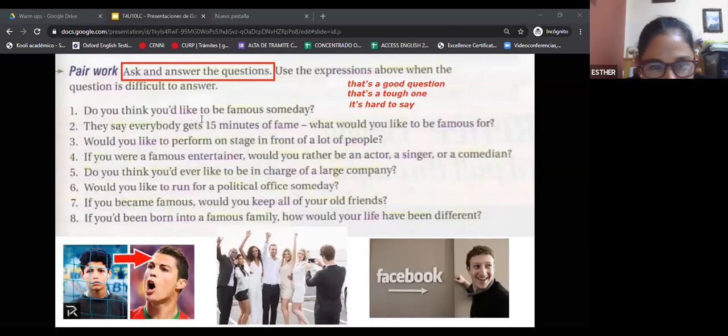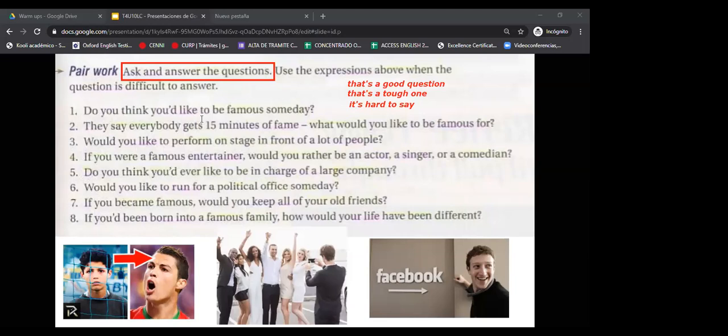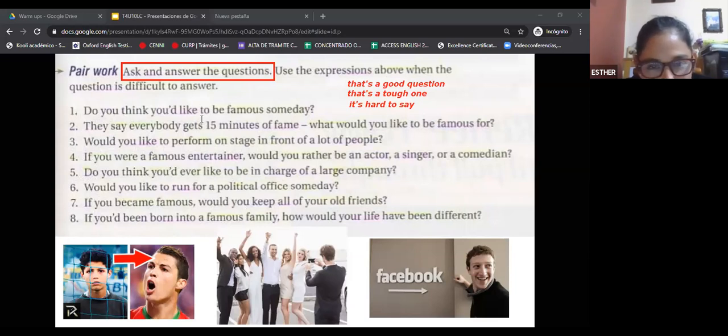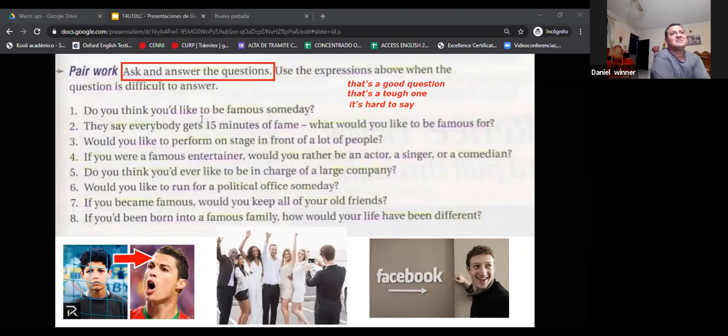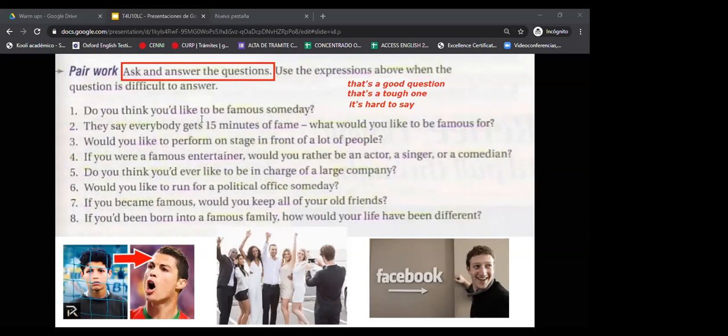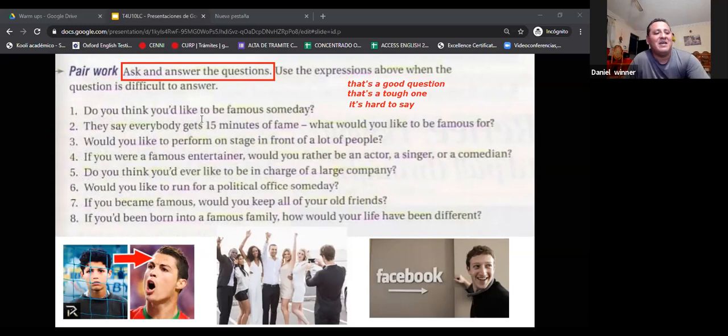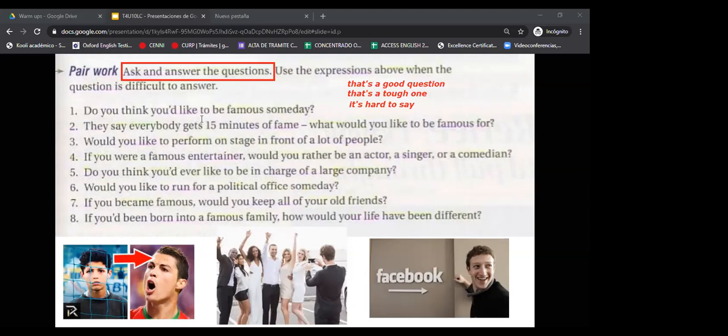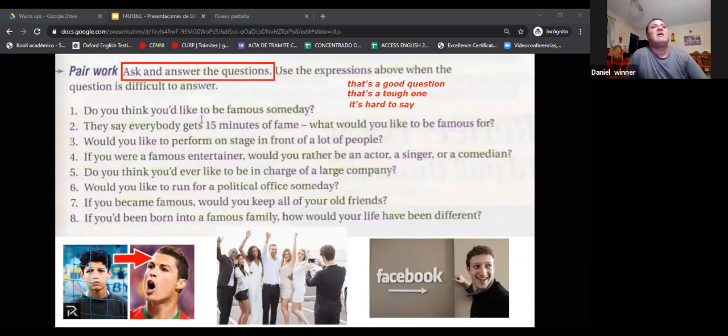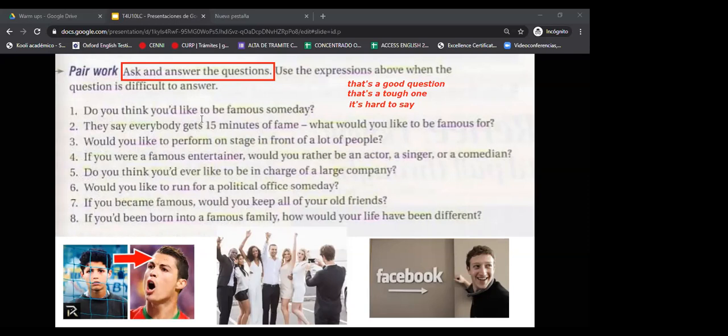That's a tough one. Would you like to run for a political office someday? That's a good question. For a good politician, yeah. Because everyone is a bad politician, yeah, I know. Almost all politicians are bad. Oh, man, that's awful.